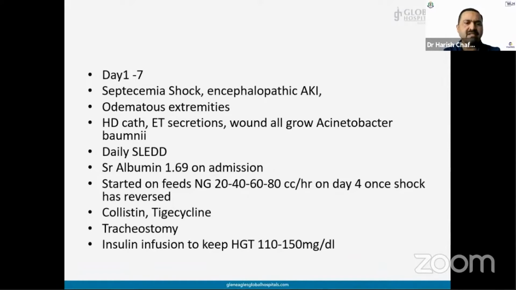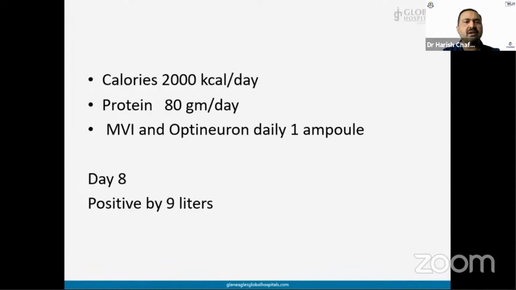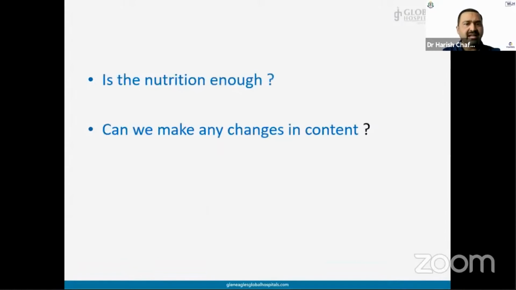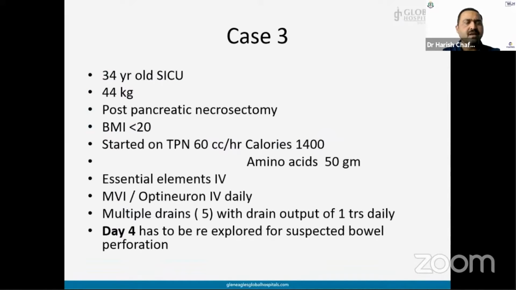Daily SLED ongoing, albumin 1.69 on admission. I would say albumin is an acute phase reactant, so definitely it is showing that part. Started on NG feeds 20, 40, 60, gradually increased on day 4 when the shock had reversed. Cholesterol, digoxin, antibiotics ongoing, tracheostomy again in this patient. Insulin infusion to keep the HGTs between 110 to 150, and calories around 2000 kilocalories per day, protein 80 grams, MVI and Optineuron daily, 1 ampule. Day 8, positive by 9 liters, discharge. Again, is the nutrition enough? Can we make any changes in the content is what I want to discuss later on.